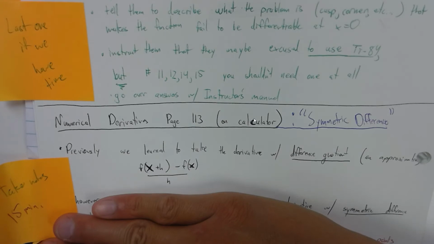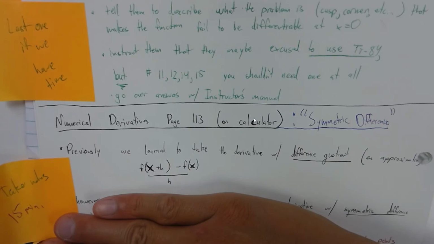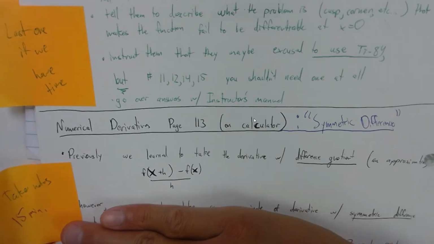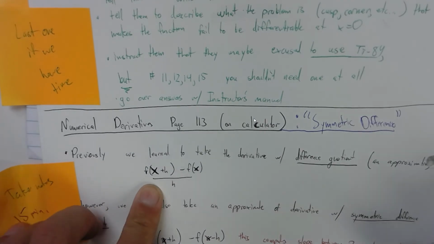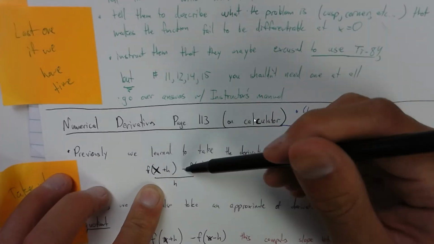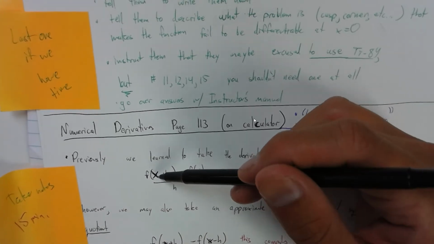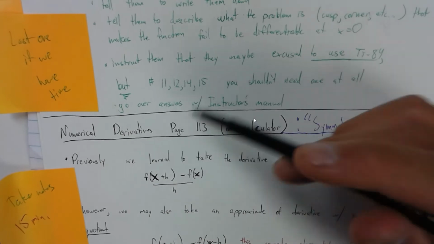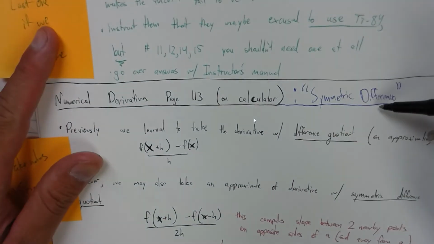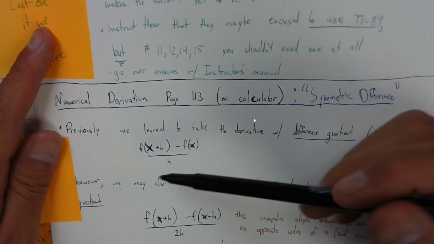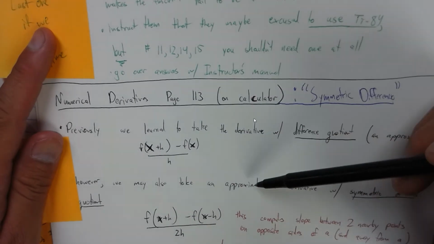Previously, we learned about how to take the derivative with a difference quotient, an approximation. This is what it looks like. That's what I mean by a difference quotient. This is a quotient, like a fraction, and then the difference is f of x plus h minus f of x, right? This one is called a symmetric difference. So I said, however, we may also take an approximate derivative with a symmetric difference.